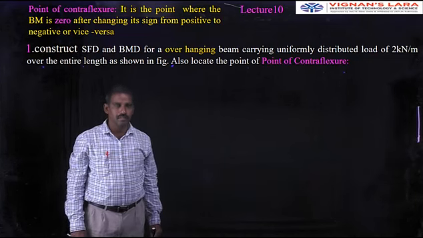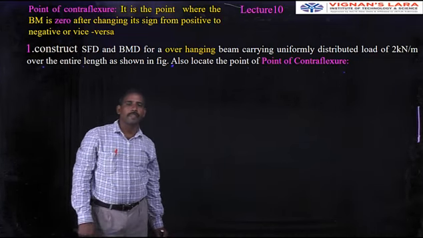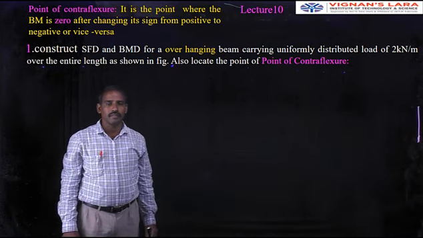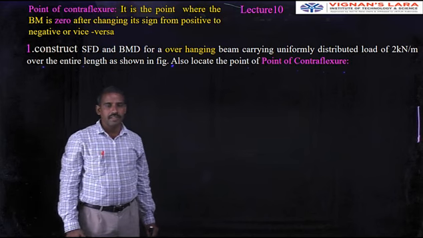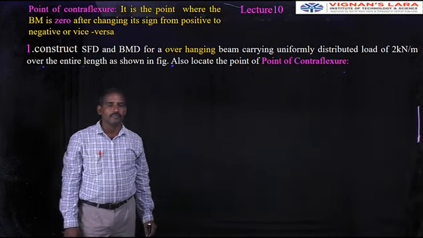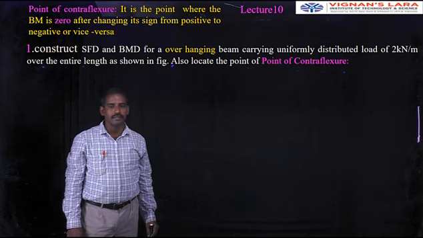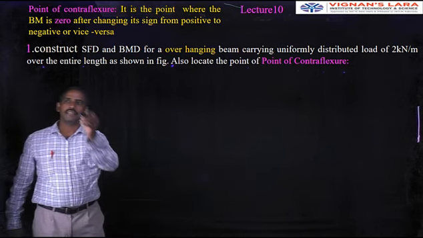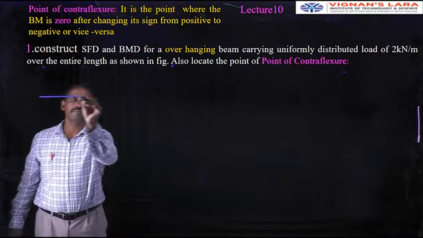Good morning to everyone. Today we are going to discuss the point of contraflexure. It is a point where the bending moment is zero after changing its sign from positive to negative or vice versa. So, for example, let us consider a beam.